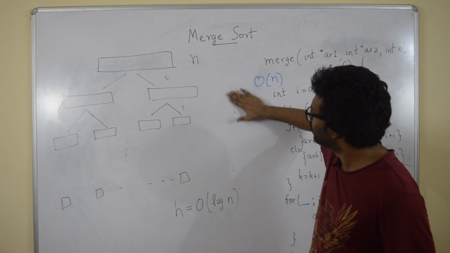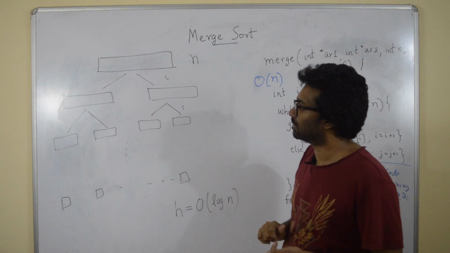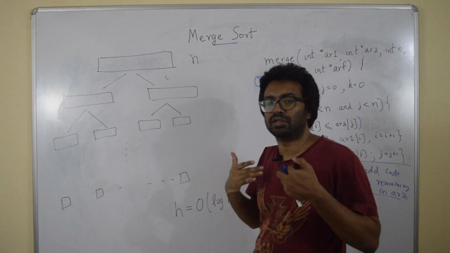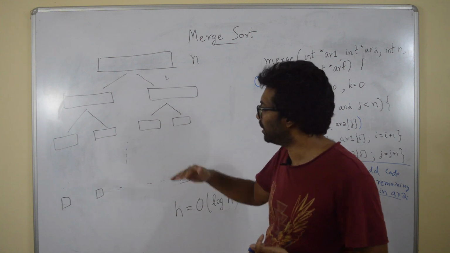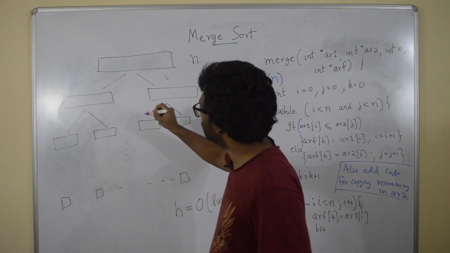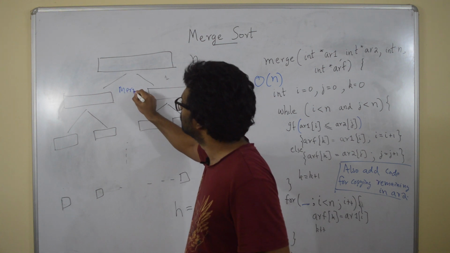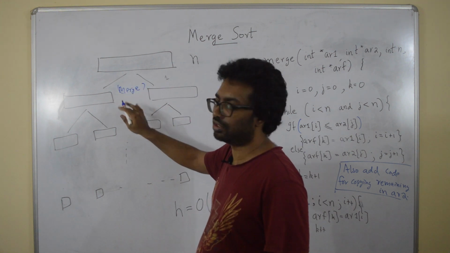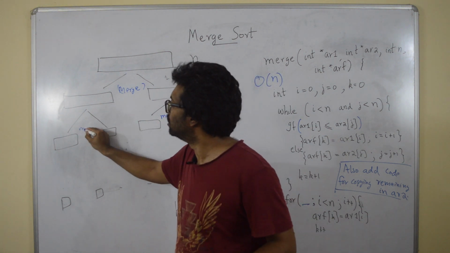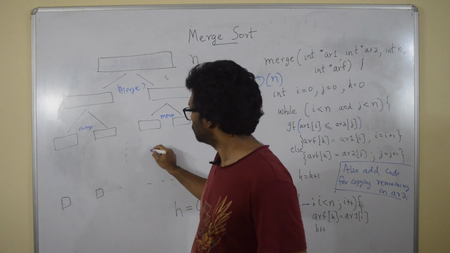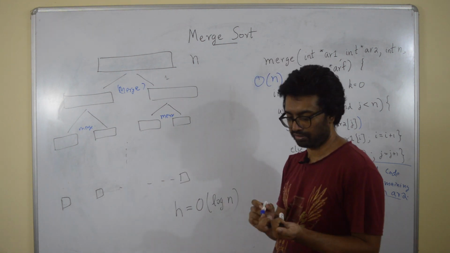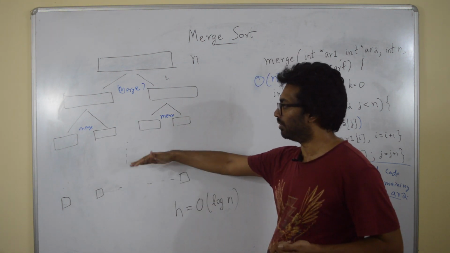Okay. Now comes the next question. At each level, how much computation do we do? At each level you can see there are a lot of merges happening, right? There is one merge that happens here. So you merge these two, then you merge these two, you merge these two. Similarly, there is going to be a lot of merges, in every node in the tree.